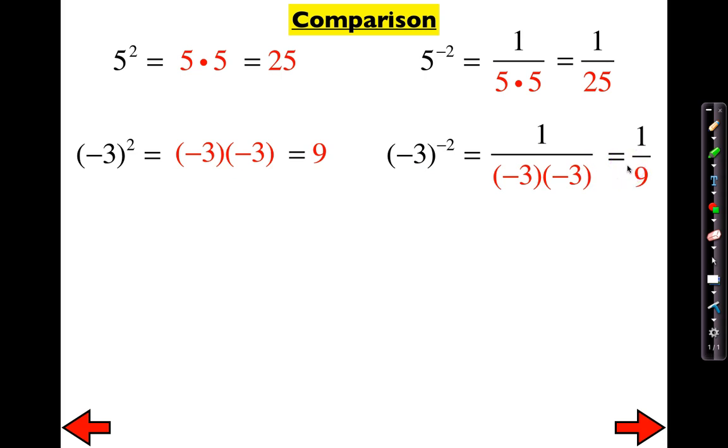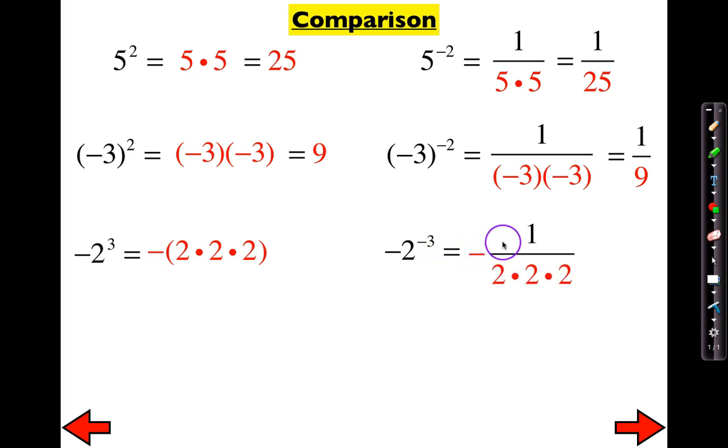Hopefully you're noticing a pattern here. I'm going to continue. Here, I'm going to read this as the opposite of 2 cubed. So I'm going to put the negative on the outside and then put 2 repeated 3 times. Here I have the opposite of 2 to the negative third. Here you're going to notice it's the opposite of 1 divided by 2 times 2 times 2. So here the answer is going to be negative 8, but over here the answer is negative 1/8.